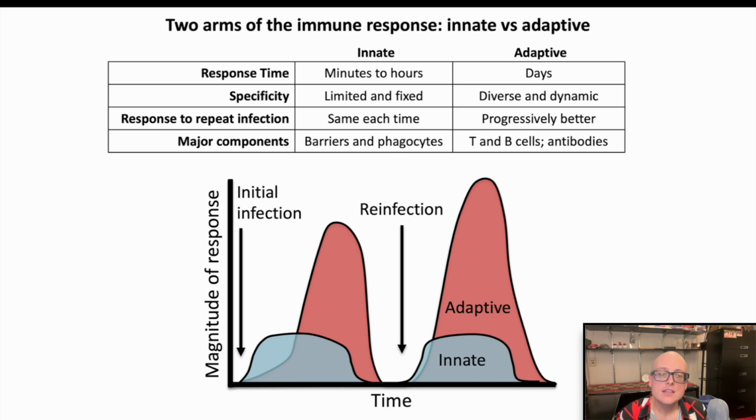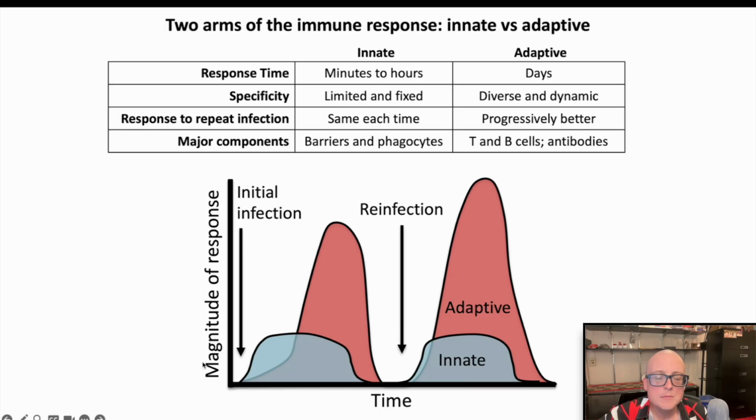In terms of how strongly this response occurs upon individual infection events, the response to repeat infection with our innate immune response remains the same each time. So every time you have an infection, you basically have an identical innate immune response to it. And you can see this pictured in the graph below, which we'll come to in just a second. And if we compare that to our adaptive immune response, adaptive immunity actually gets progressively better and better the more times we are infected with a given pathogen. So let's dig into this graph because it illustrates some of the points that we just went over.